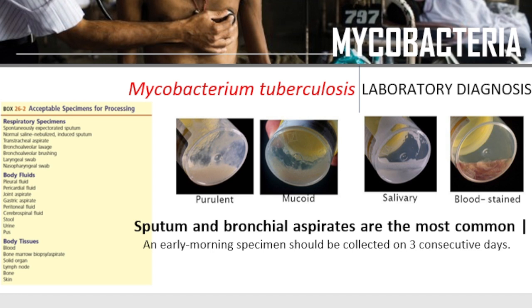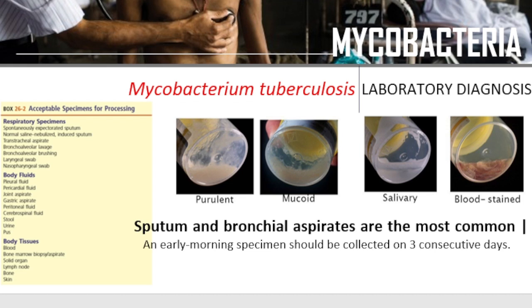So question, why morning? Because secretions accumulate overnight, which gives us the highest yield of the bacteria. So collecting early morning sputum 3 days in a row increases the chances of catching Mycobacterium tuberculosis under the microscope.